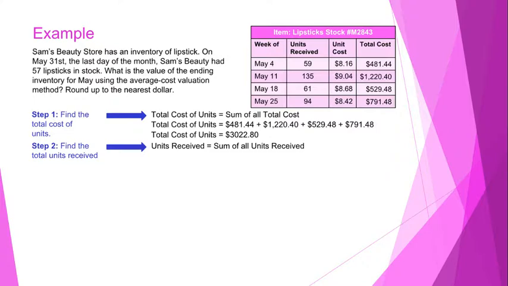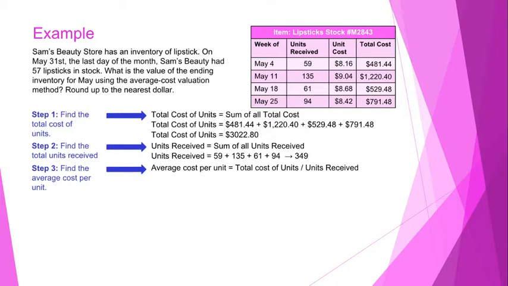So now step 3 is find the average cost per unit. To find our average cost per unit, we're going to take the total cost of units divided by the units received. So our total cost of units is what we solved in step 1, and our units received is what we solved for in step 2. Plug our numbers in there. Do our division of 3022.80 divided by 349. Remember, we're working with money, so we want to round to the nearest cent. And we get that the average cost per unit is $8.66.